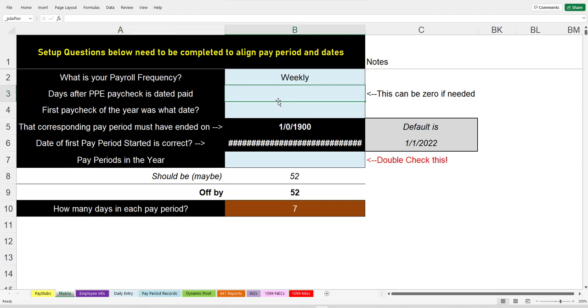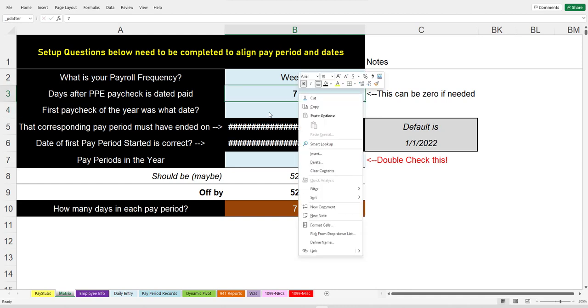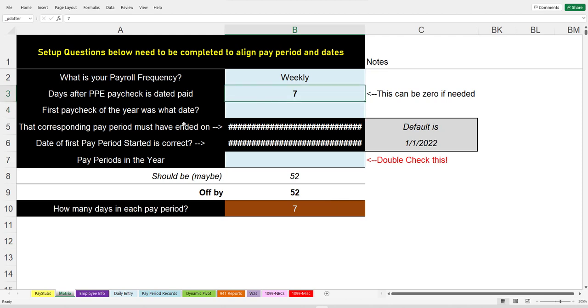This is how many days after your pay period ends do you issue a check? And sometimes you'll do it like 6 or 7 days later. The pay period ends and then 7 days later. That's what that number is right here. And you'll see how it ties into the other questions. The first paycheck of the year was what date? So what date was on that first paycheck of the year? That could be related to stuff from the end of December of the previous year. In many cases it is.